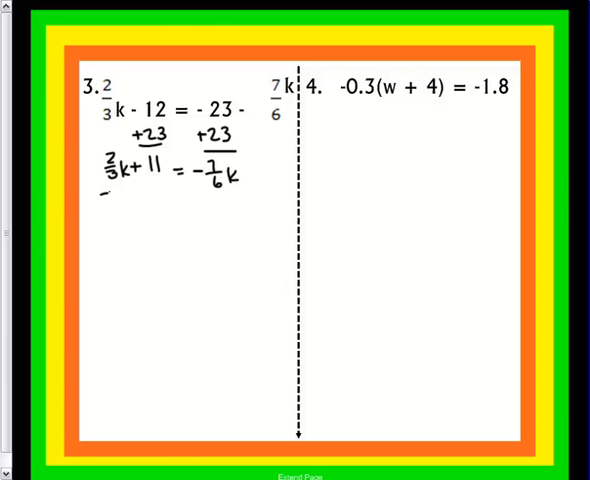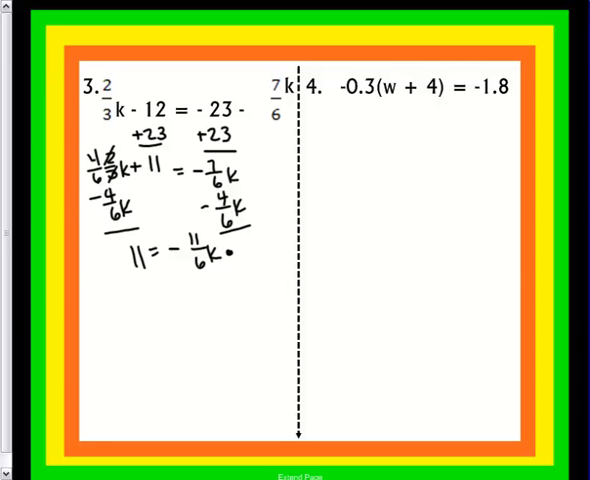So I'm going to subtract 2/3 k from both sides, but 2/3 and 7/6 are not equivalent. So what I need to do is change my 2/3 into sixths. So instead, if I thought about this as sixths, I would have 4/6 k. So I'm going to subtract 4/6 k on both sides. Okay, so I'm left with 11 equaling a negative 11/6 k.